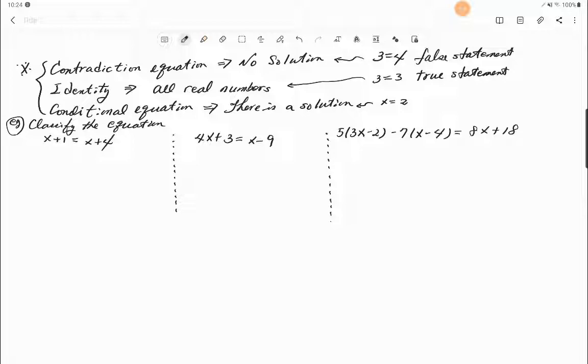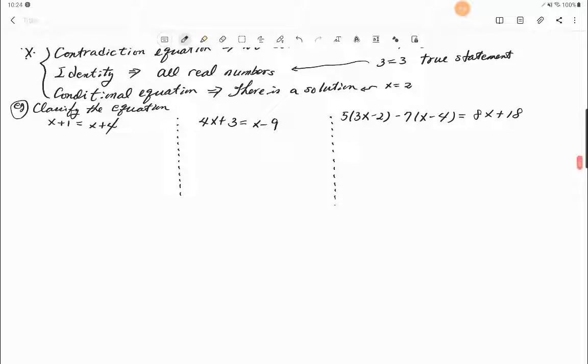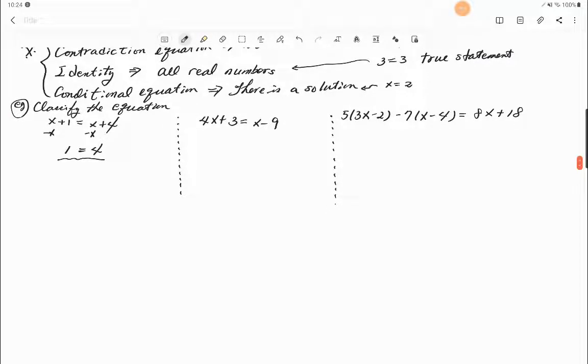All right, so let's classify the following equations. The first one is x plus 1 equals x plus 4. Let's collect the x terms to one side, so minus x from each side. Then we have 1 equals 4. Look at this. 1 equals 4 is false, right? So we cannot find a value of x so that the equation is true. So this is always false. No matter what the value of x, the equation is always false. So this is a contradiction equation, right? Contradiction.